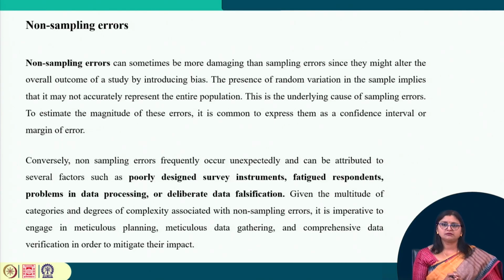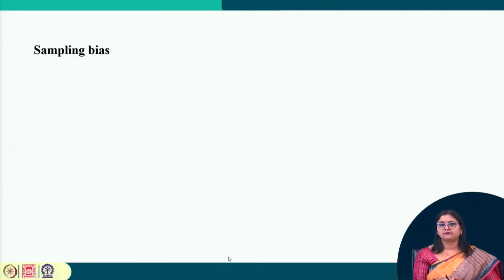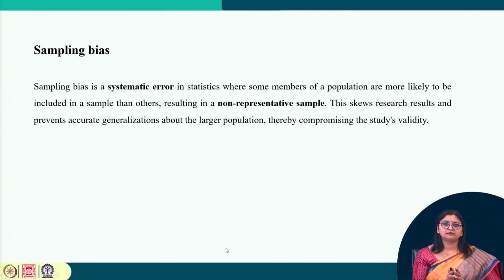So, given the multitude of categories and degrees of complexity associated with non-sampling errors, it is imperative to engage in meticulous planning, meticulous data gathering and comprehensive data verification in order to mitigate their impact. This was all about the sampling error. Now, in our syllabus there is a term sampling bias. So, let us try to understand the term sampling bias.